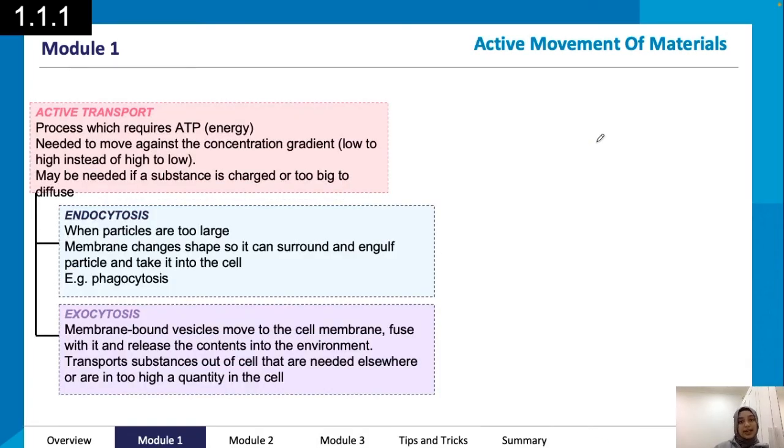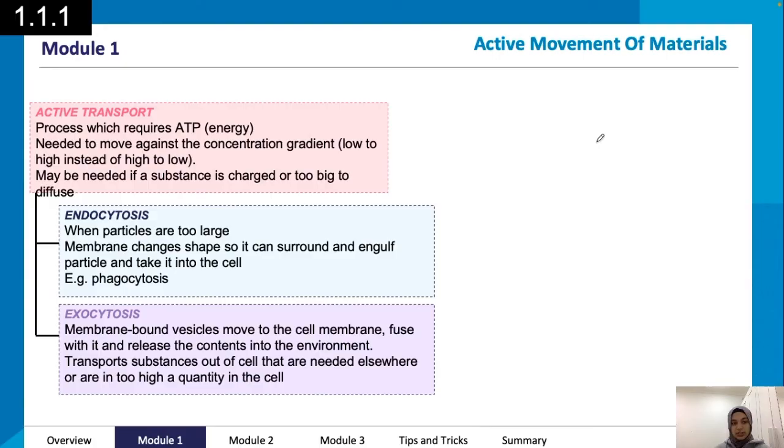So then we have active transport that occurs, and there are 2 types: endocytosis and exocytosis, and the way that you can remember them is through the names, which I'll talk about in a second. So before we get into that, how does endocytosis occur? It's when particles are too large, membrane changes its shape so that it can surround and engulf a particle and take it into a cell. Now an example of this is phagocytosis. So again, it will change its shape, surround and engulf.